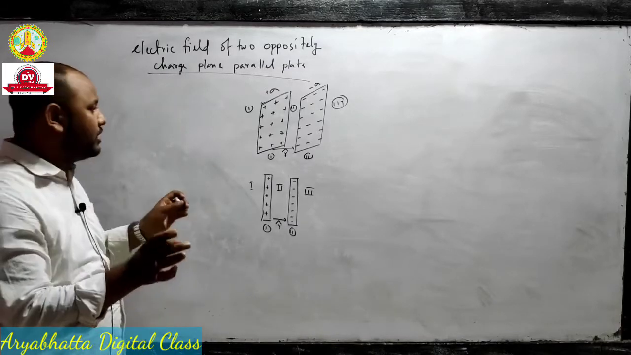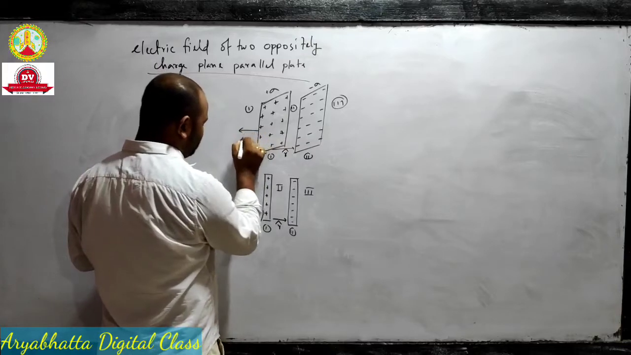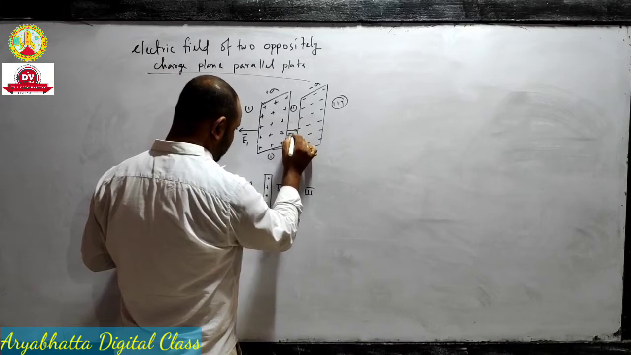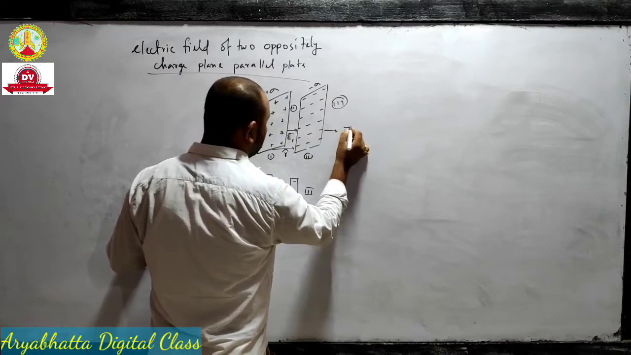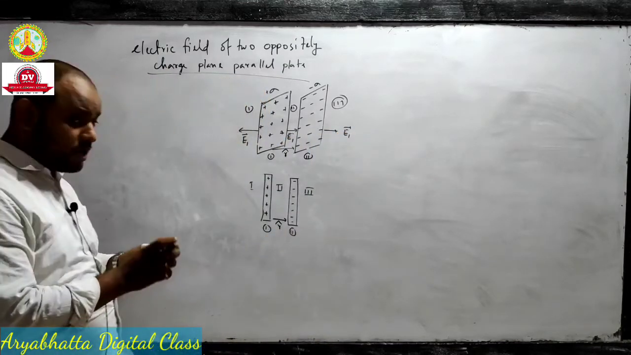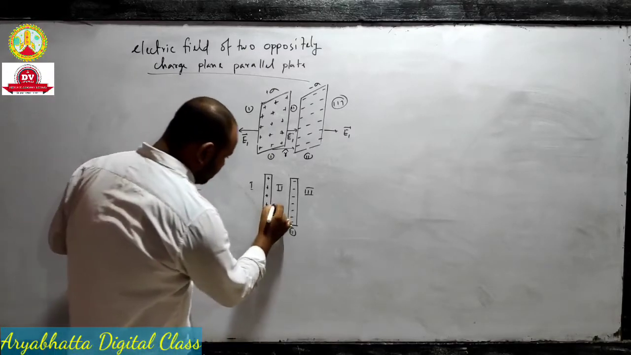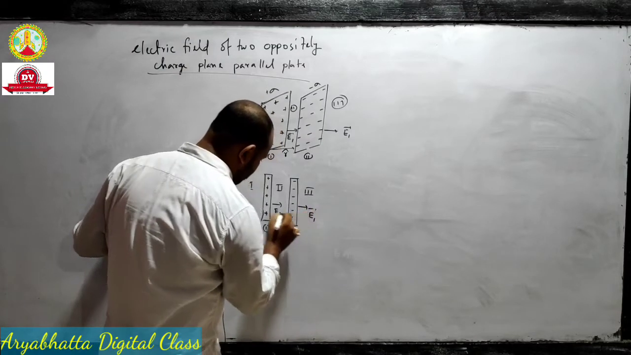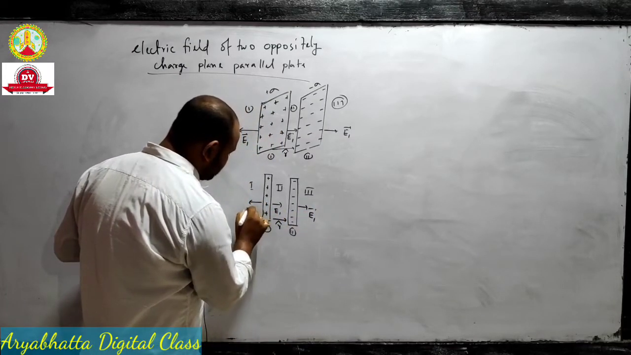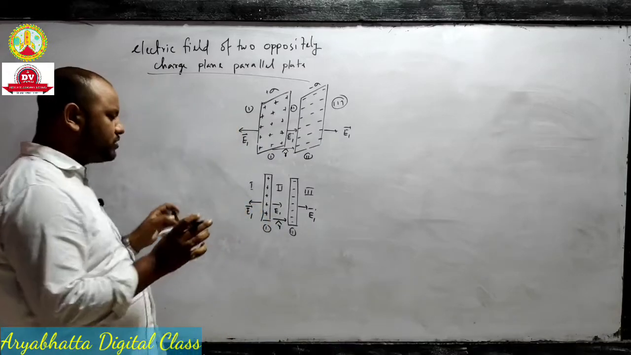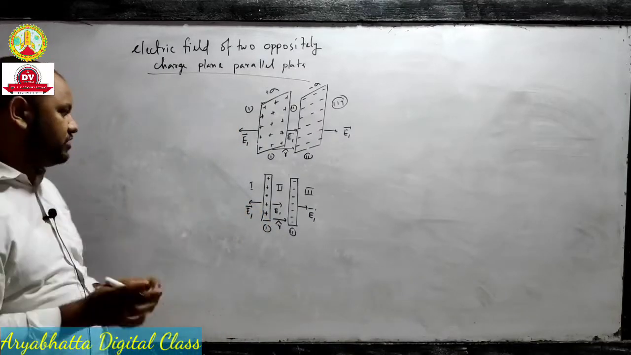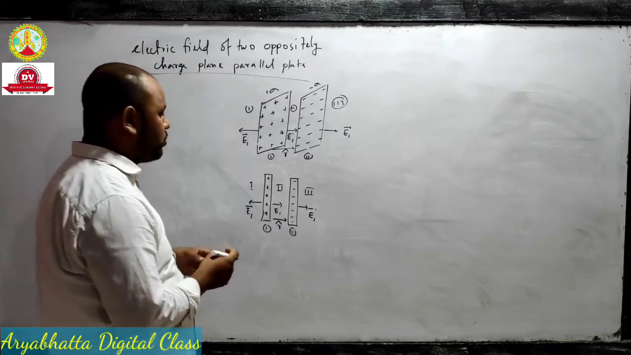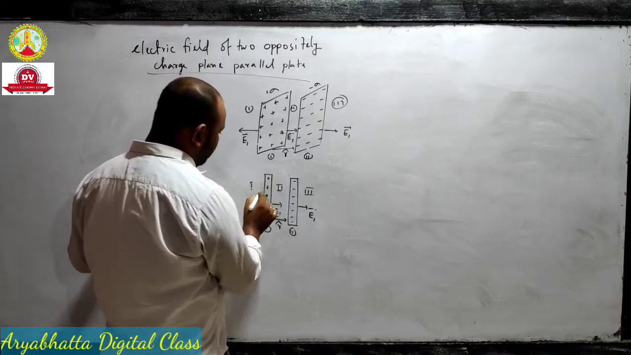The electric field lines go outward. That means for positive charges, if E1 is the electric field, the field lines will diverge. These are the electric fields E1 like this. This is the direction of the electric field. For positive charges electric field lines will diverge, and for negative plates electric field lines will converge like this.